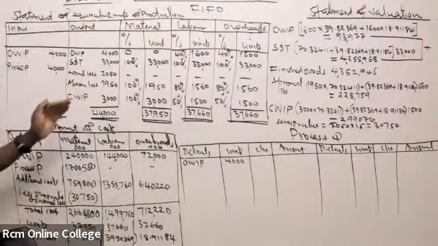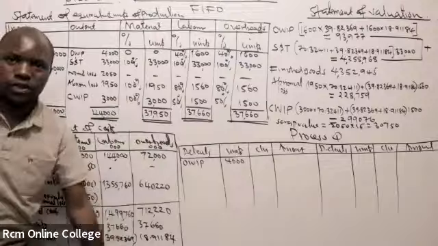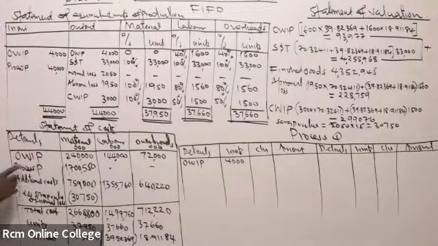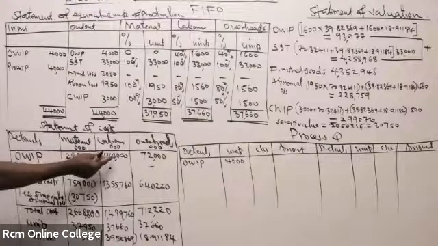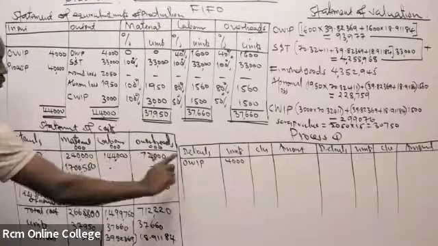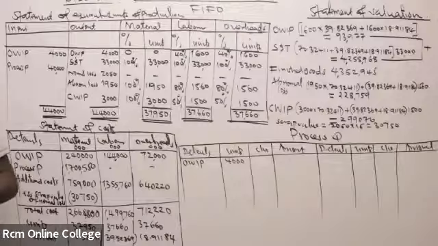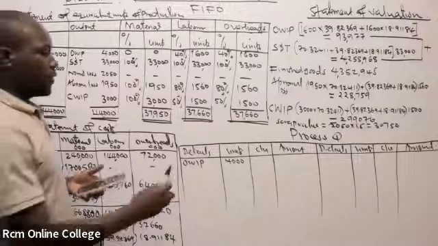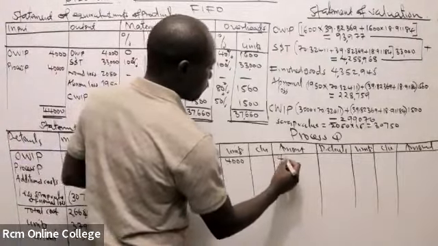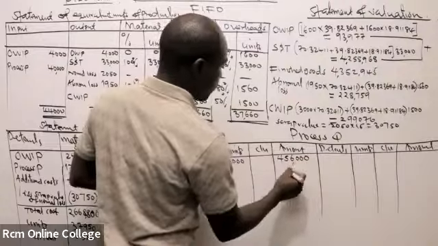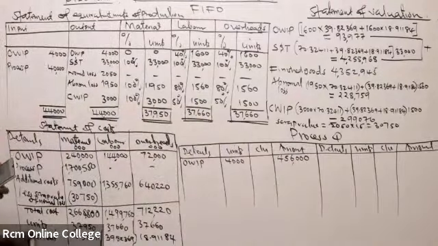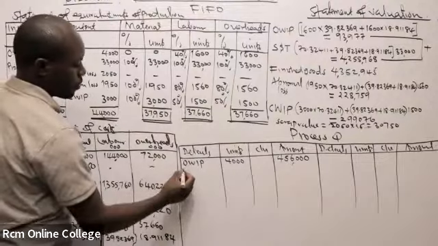The original cost, the cost of input. Ilikuwa ngapi? Opening work in progress, we had 240, 144, 72. Can we bring all of them together? Tunapata ngapi? 240 plus 72 plus 144. Tunapata ngapi? Somebody. 456,000, right? We are getting 456,000.